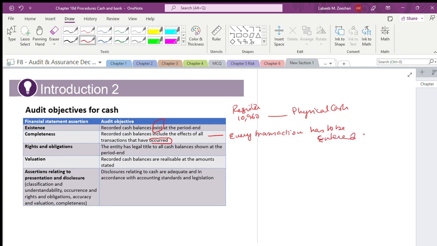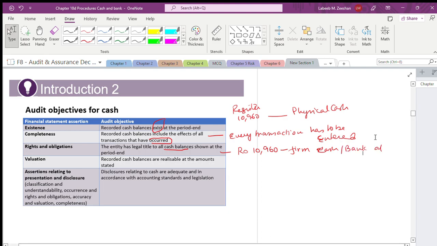Next, rights and obligations: the entity has legal title to all cash balances. I'm just taking an example, okay? Don't ask me how you got 10,960, that's just an example. If you are saying 10,960, it should belong to the firm. It should belong to the firm's cash or bank account, under the heading of the bank account. That is the right. This means you have the right to 10,960.